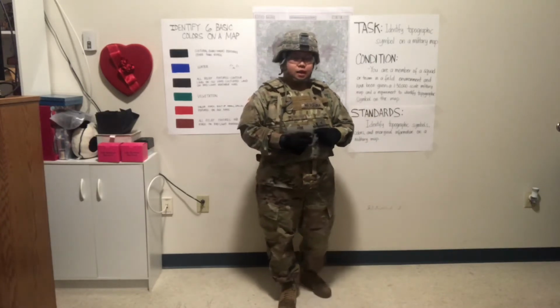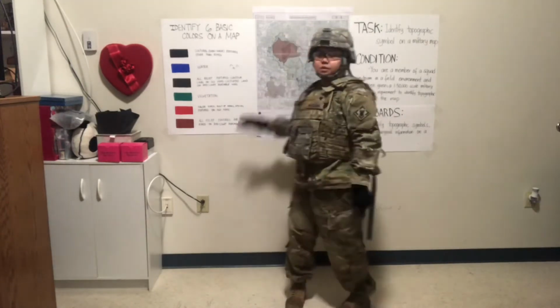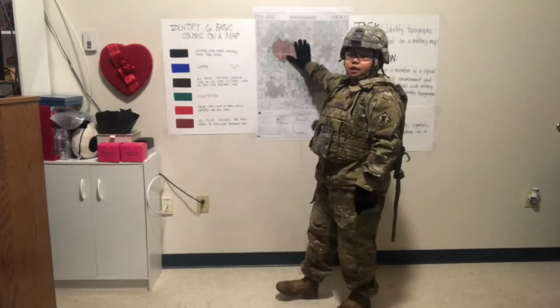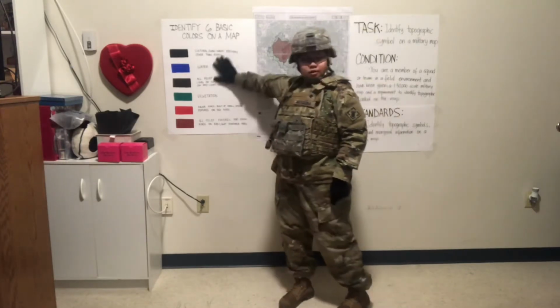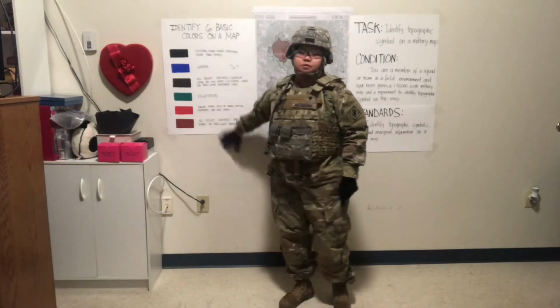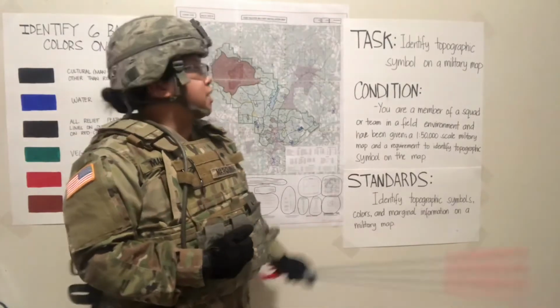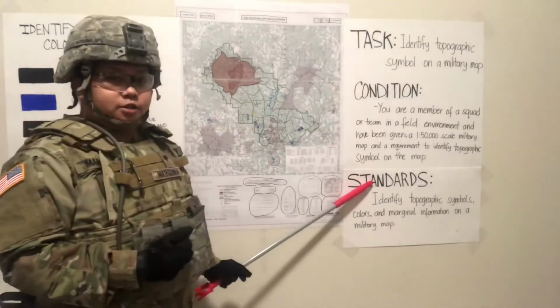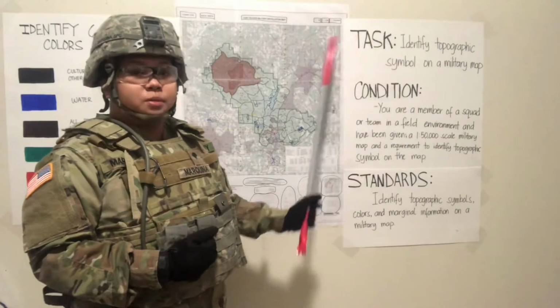As you can see, I have my task, condition, and standards. I have my military map. This is not the original map, I just printed it out. I have my chart for the colors of the map. We will start with our task, condition, and standards. Our task: identify the topographic symbols on a military map.